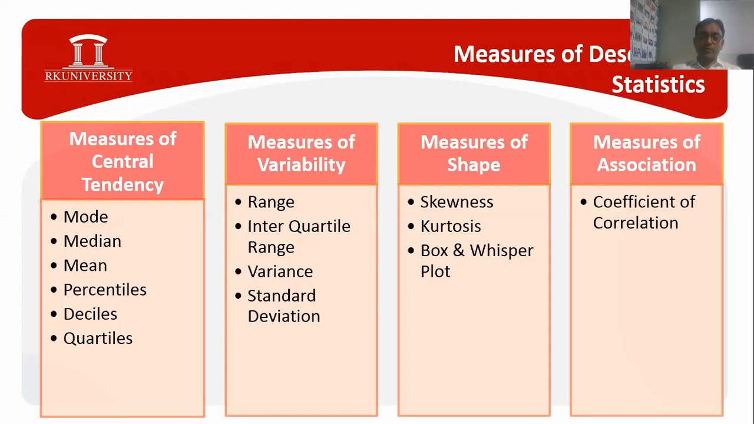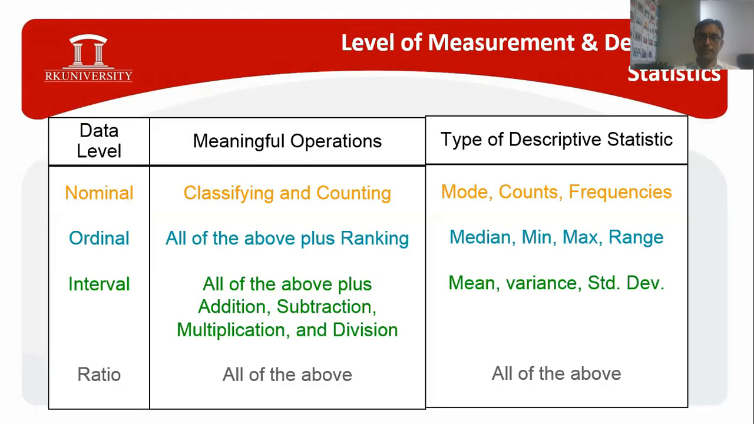So let us try to understand how, along with measures of central tendency, measures of variability can help us in enhancing our decision by discussing one example. Before that, let me also give you a glimpse, like, we have learned about level of measurement and what kind of descriptive statistics we can use for that level of measurement. For example, for nominal kind of data, you can use mode, counts, and frequencies. For ordinal data, we can use median, minimum value, maximum value, and range.